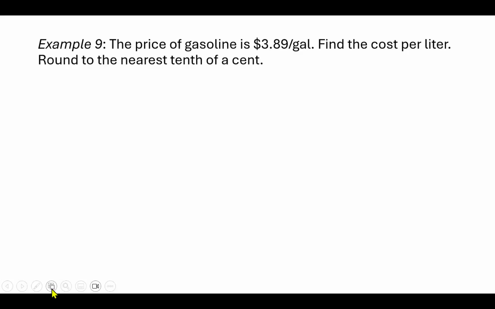So a rate is always a conversion between two numbers. Like in this case, it's telling you how much 1 gallon is worth. So when I see the units, I imagine that there's a one next to it. So 1 gallon is $3.89. The question is, find the cost per liter, round to the nearest tenth of a cent.